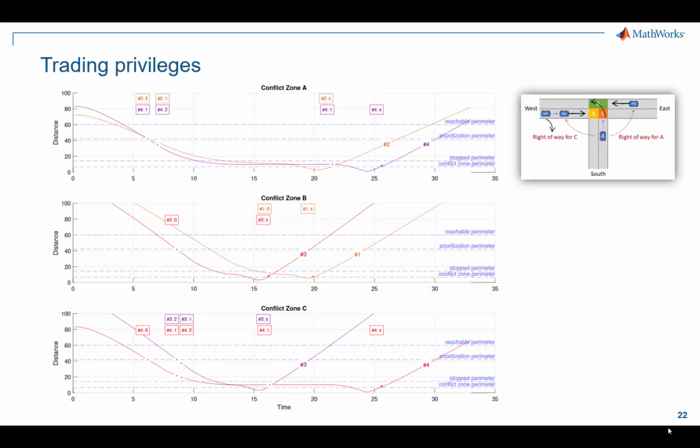So this is the example from the paper for trading of privileges. So car 4 is the one car coming from south, which is the first car to arrive at the intersection. But we see here that it transfers its privilege to car number 2 and here to car number 3. And subsequently you see that the cars pass the original owner, car number 4 here, and the scenario continues.